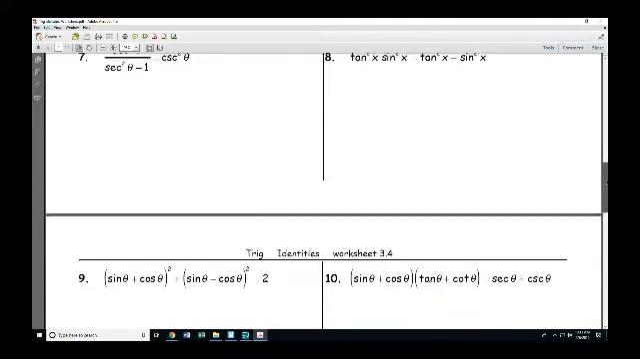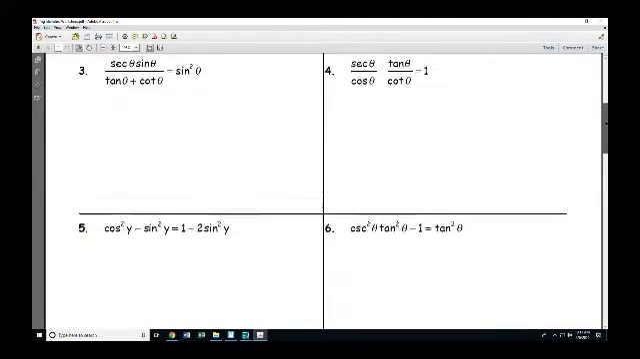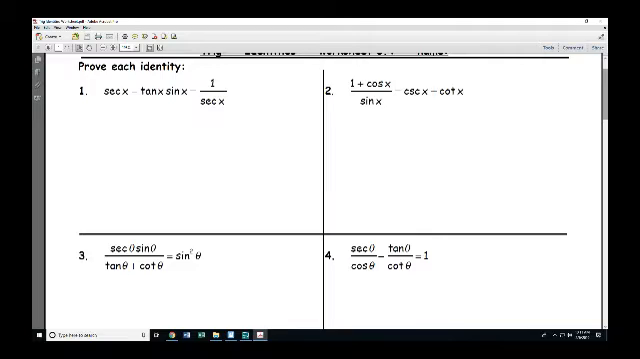I should probably show you how to do it. Try number 1. Work number 1 right now. You can put this on your homework paper if you want, because it's part of your homework.